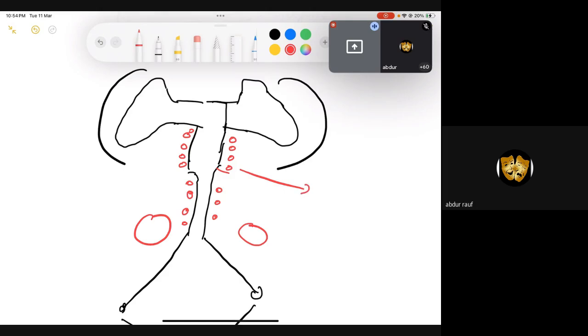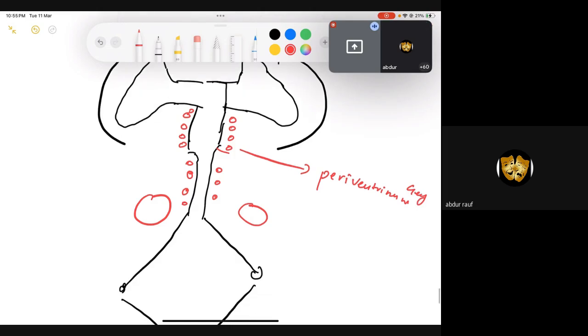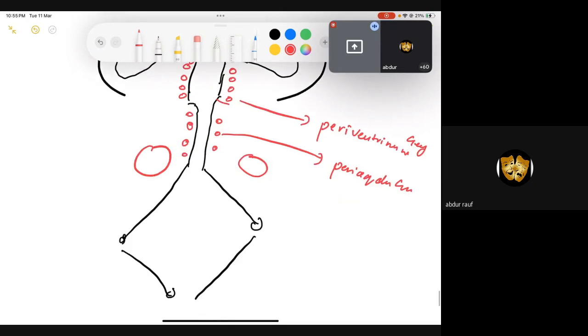Let me just name it as periventricular nucleus. Can I name them as periventricular nucleus? Yes. Or periventricular gray matter? Both of them are same. Okay, those nuclei which are surrounding your aqueduct, let me just name it as periaqueductal gray matter. And you also have a big kind of nuclei which are known as nucleus raphe. Is that clear? Yes.